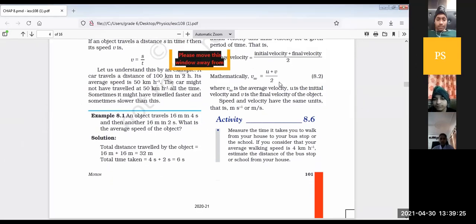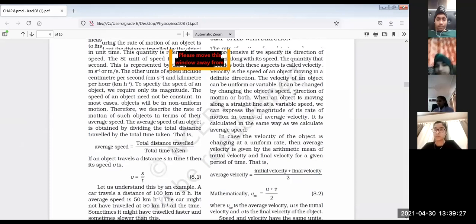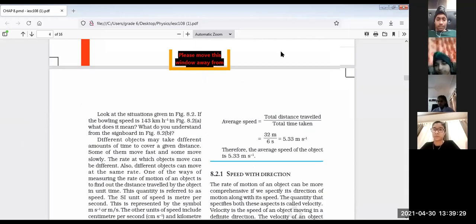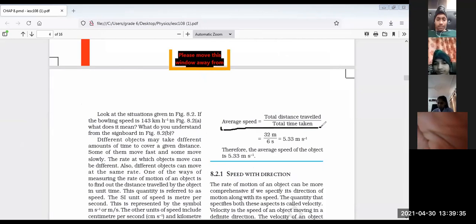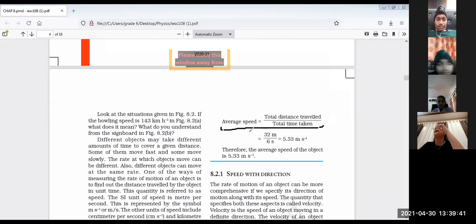Now apply the formula. Average speed is equal to total distance over total time. You have to write the formula. Conversion was not needed. First we wrote the given, conversion is not there, now we have written the formula. Then we substituted the values. 32 divided by 6. And when you divide, you will get the answer as 5.33.